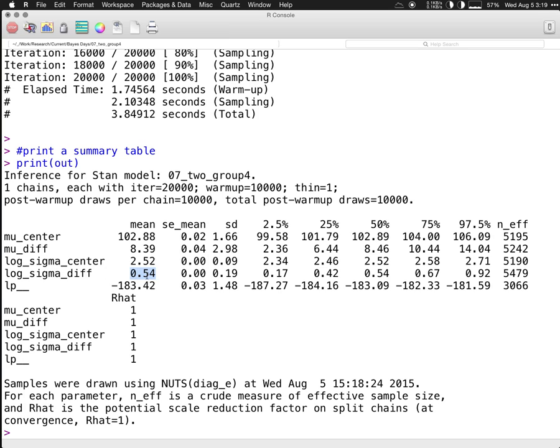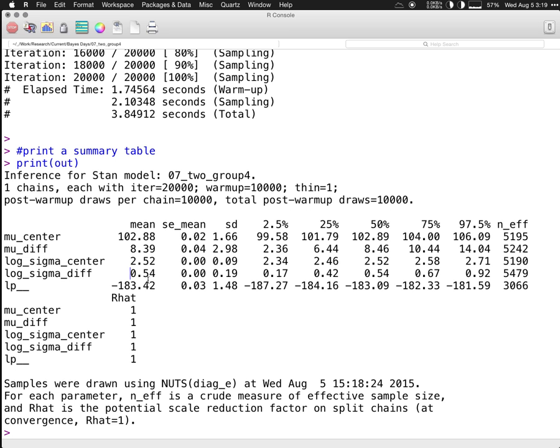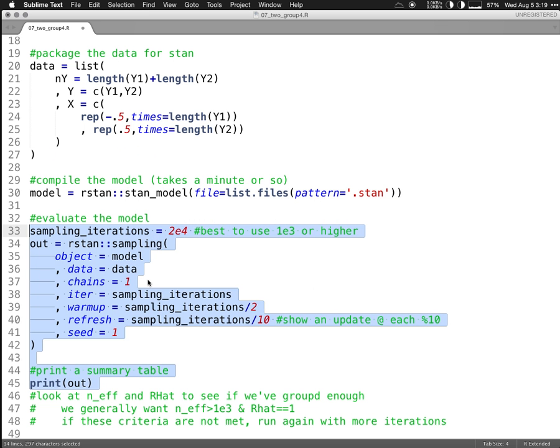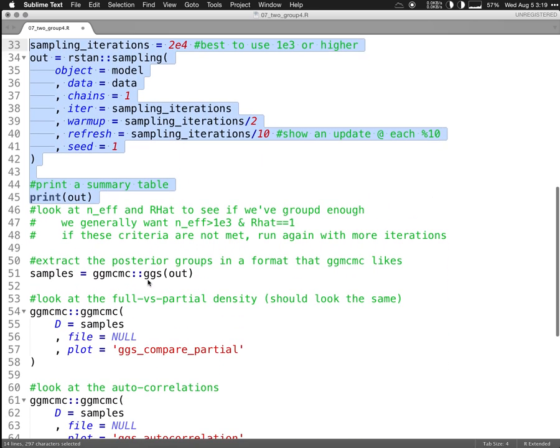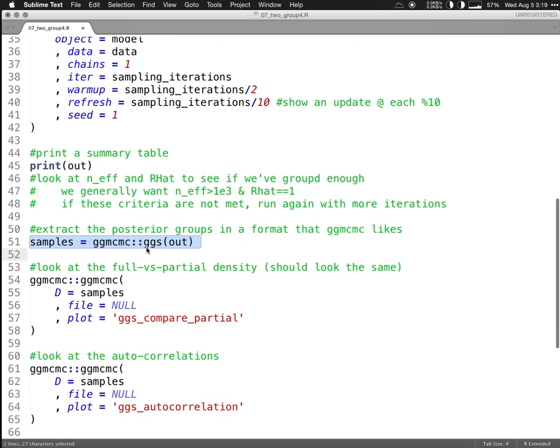This is on a log scale. Ideally, I would have made it so that it automatically exponentiated it so that we could see what the actual thing is. In fact, if I recall correctly, the R code does this. Let's go take a look at it. Okay. So to actually look at what those standard deviations are, we first get the samples.